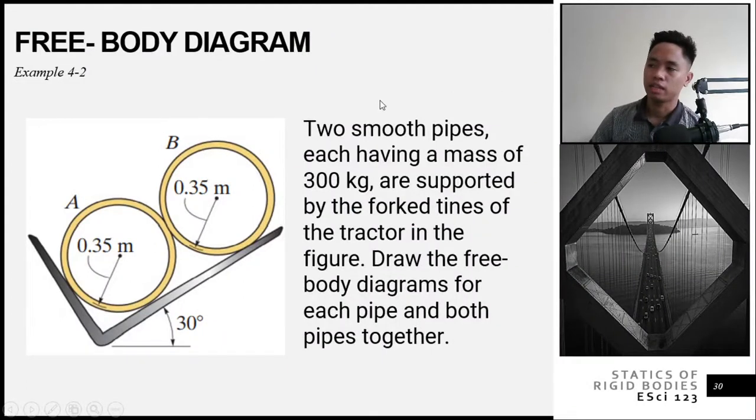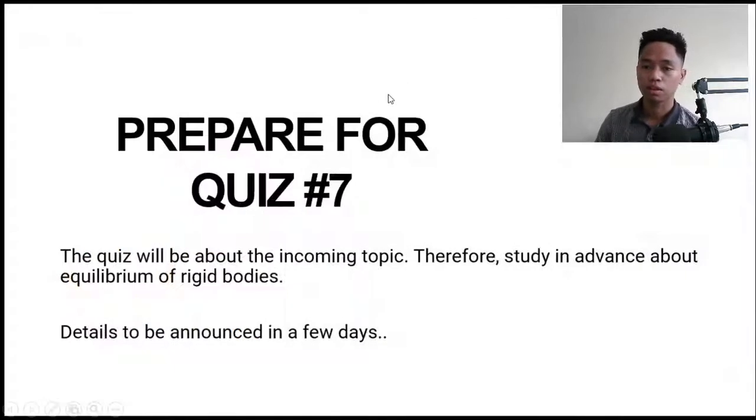You will understand that later when we go through examples in equilibrium problems. So that's the end of the introduction on the different types of supports. Then your quiz number 7 will be on advanced knowledge. The problems are very simple. That is advanced reading.